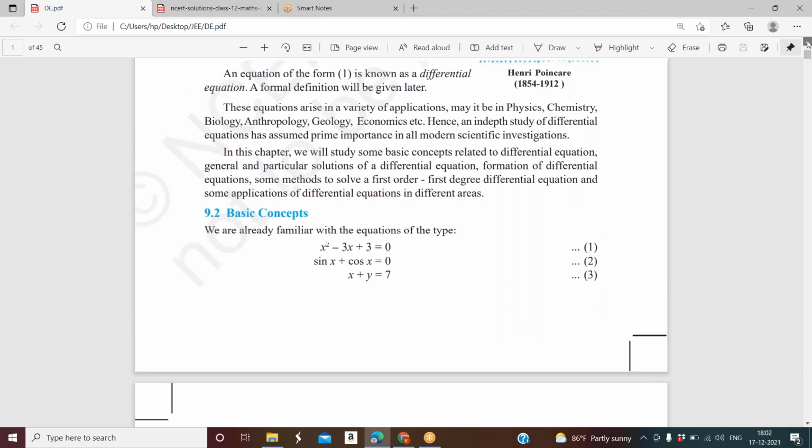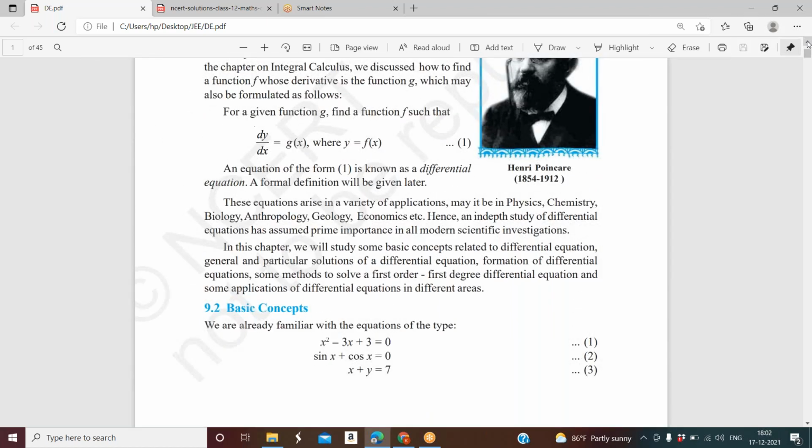First, what is a differential equation? Before understanding the differential equation, we should know what an equation is, right? What is an equation? Equations you're all familiar with. Equations of the type like x square minus 3x plus 3 equal to 0, that is given here. I'll show it to you.